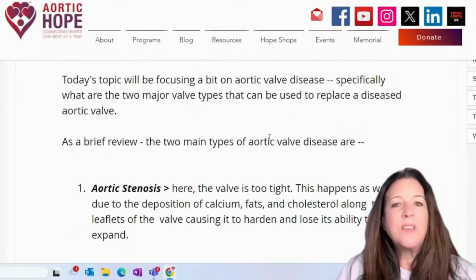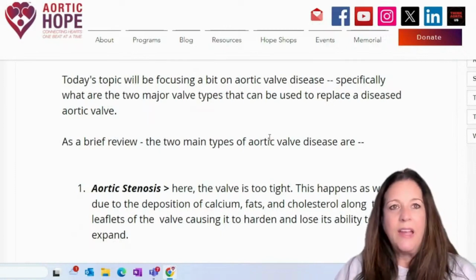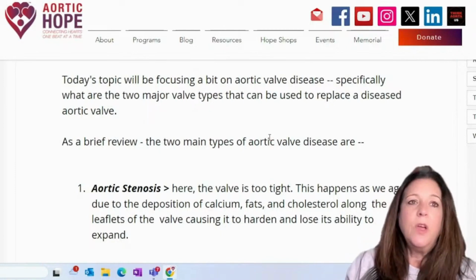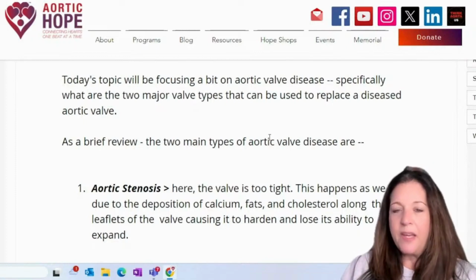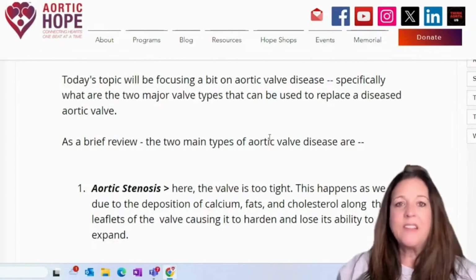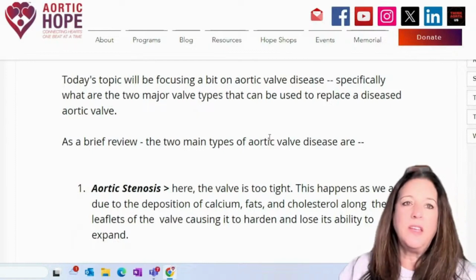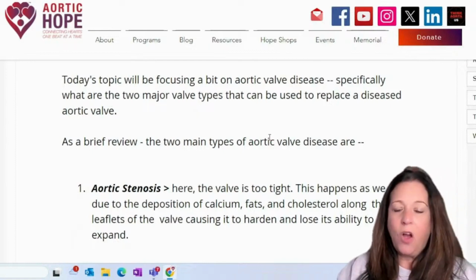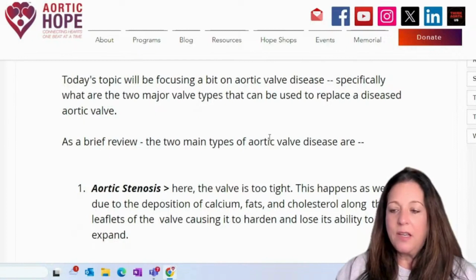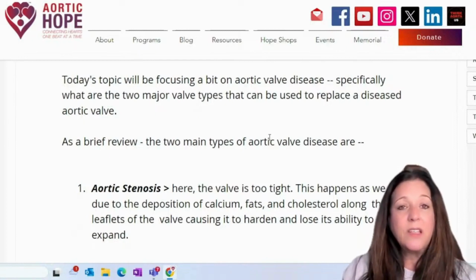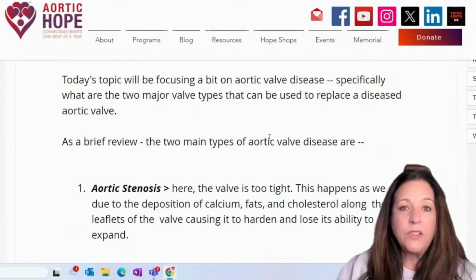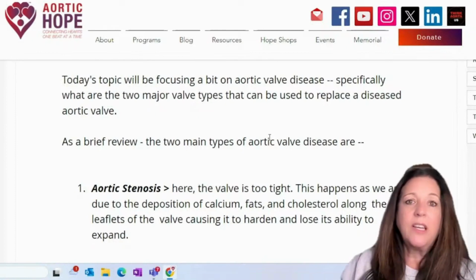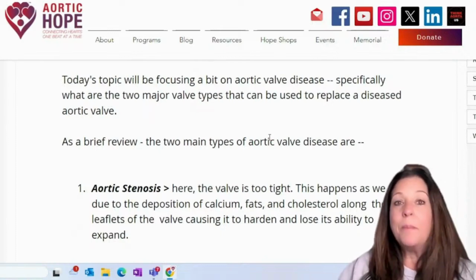Aortic stenosis means that the valve is too tight and the valve is hardening. This can happen as we age. It's pretty normal for that to happen to some of us. It happens because of a deposit of calcium, fats and cholesterol along the leaflets in your valve, and it causes it to harden and lose its ability to expand. We need these leaflets to be flexible and to move. And stenosis can happen in any part of the vascular system. A vein can get hardened, another artery can become hardened, can have deposits, it can become blocked.